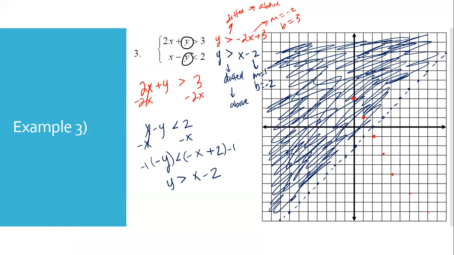Going to continue. Oh, I went over too many. And I'm going to go up 2, left 1, up 2, left 1, up 2, left 1. And again, beauty of it being dotted and dashed is that I just put some dashes. Okay, it's a decreasing line. So when it says shaded above, that's shading to the right. So I'm going to shade above it.